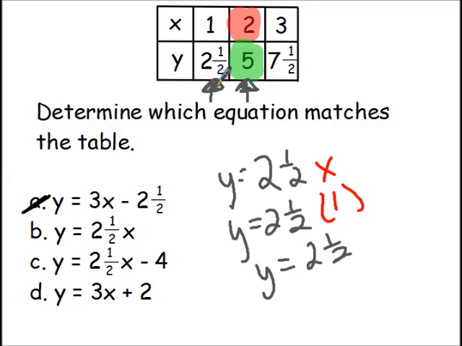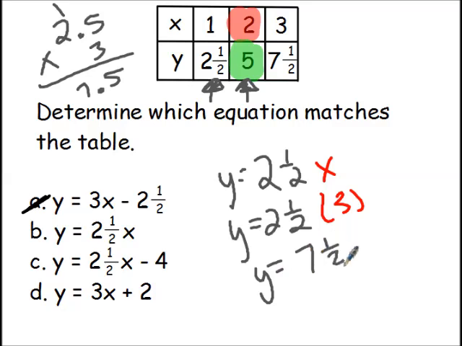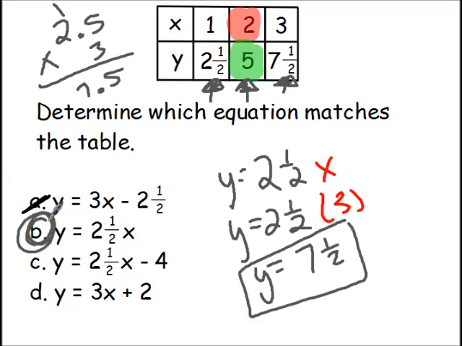And finally, we'll substitute 3 for x. So we have 2 1/2 times 3. Again, we'll convert 2 1/2 to a decimal, and 2 1/2 times 3 will in fact give us 7 1/2, or 7.5. 7 1/2 and 7.5 are of course equivalent. So again, we find that answer choice B is the correct answer.